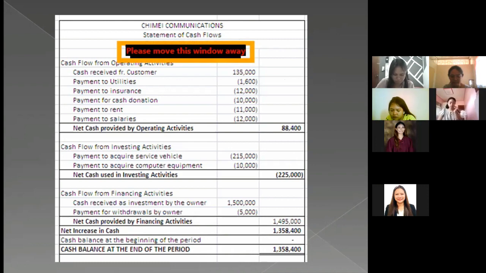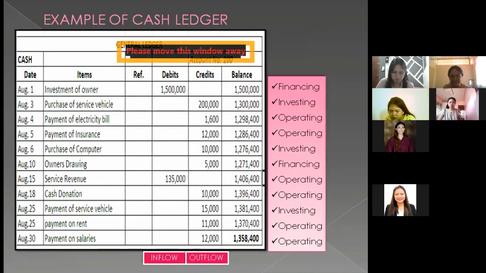So, and then, i-classify na natin yung tatlong activities. Pag-iwalay natin yung operating, investing, at financing. So, una na dito is yung cash flow from operating activities. Di ba, tapos na natin i-classify yung transaction dito. Yan, nakikita nyo na yung mga financing, operating, investing dyan. So, sa example transaction, may 6 tayo na naklasify na under operating. Isang inflow at 5 outflow.